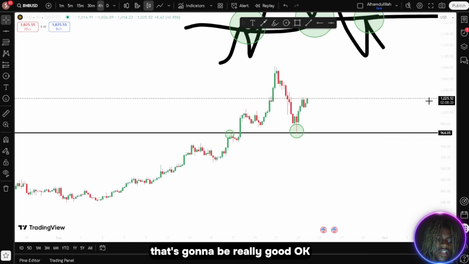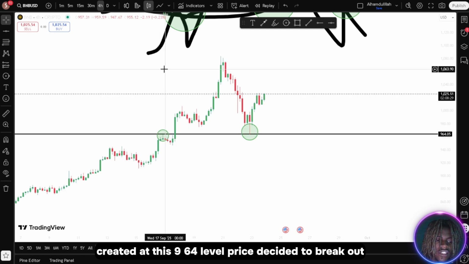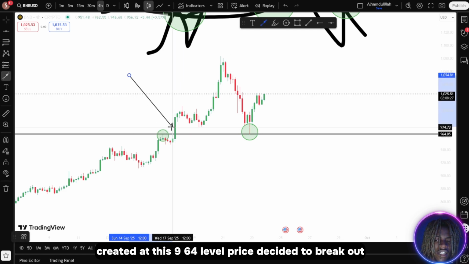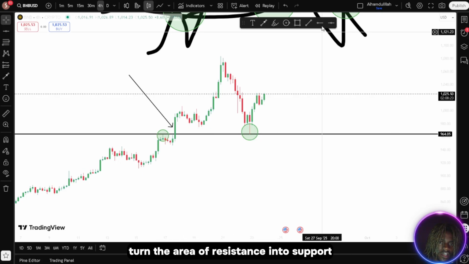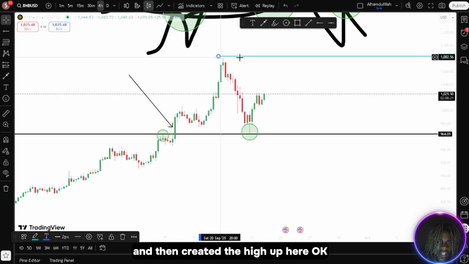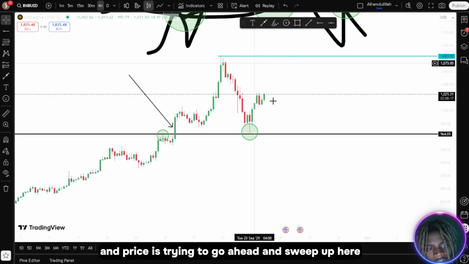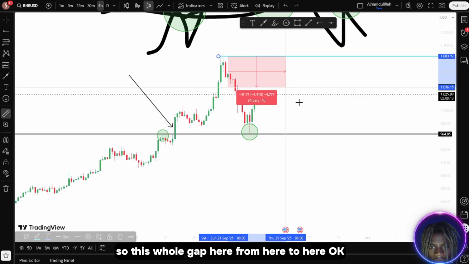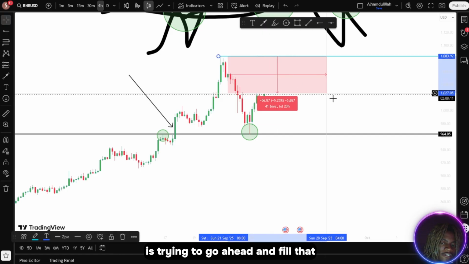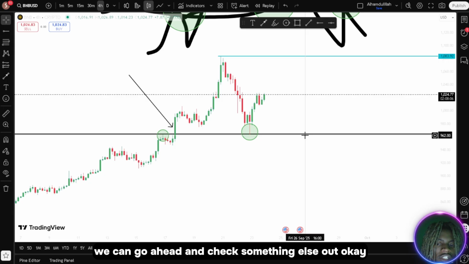So for instance, I have this area of resistance right here, created at this 964 level. Price decided to break out, and then price came down, turned the area of resistance into support, and then created the high up here. Price is trying to sweep up here and fill this gap, the whole gap from here to here. So by doing that, we can check something else out.